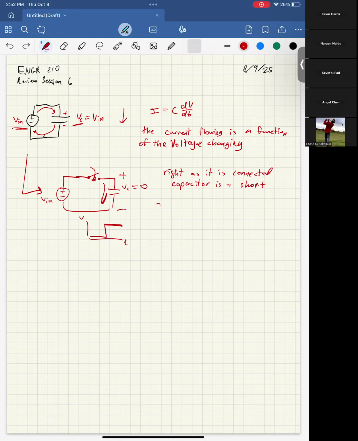However, as the capacitor charges up, and I don't really know why I'm writing in red. I just started writing in red and I'm still going.